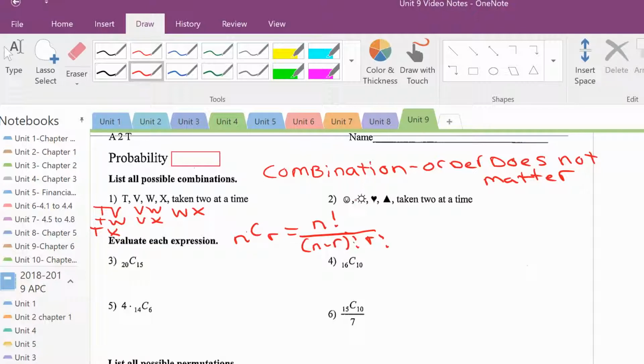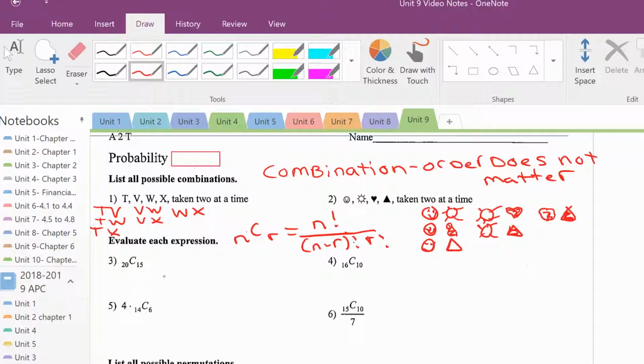So here I would have smiley face, sun, smiley face, heart, I can't draw, smiley face, triangle, and then I would have sun, heart, and then sun, triangle, and then heart, triangle. Those would be the 6 combinations.